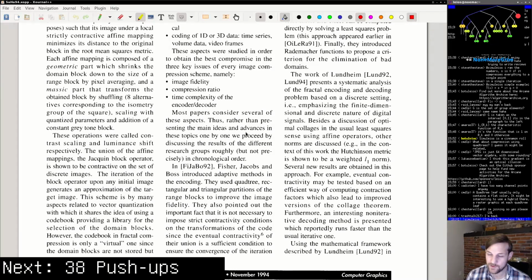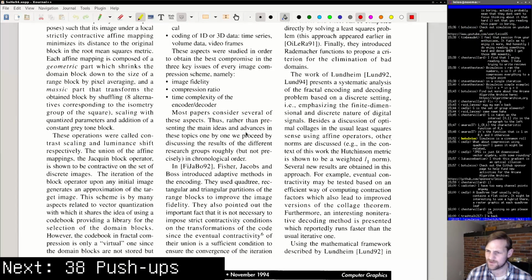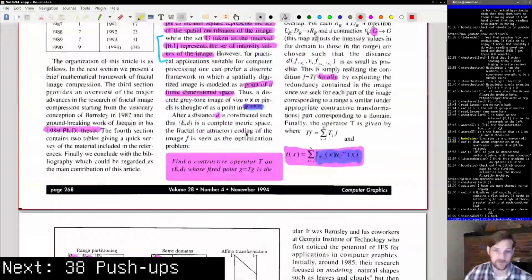So for those of you who are here specifically for the fractal compression, don't worry, we're going to get back to it in 5 minutes. For those of you who might just want a quick 5-minute break, go ahead and take that now. Otherwise, I'm just going to move on to the 38 push-ups that we have left to do, and then we'll hop right back onto the fractal compression discussion, which I think we've actually made some good progress on.